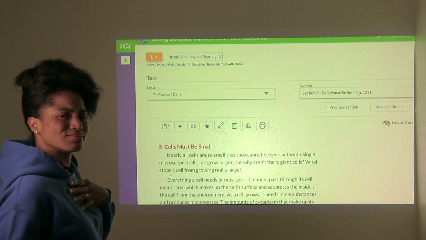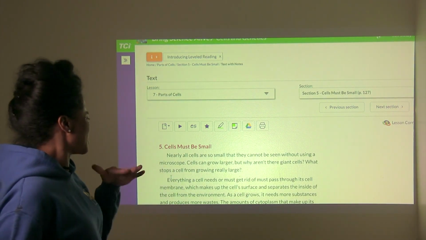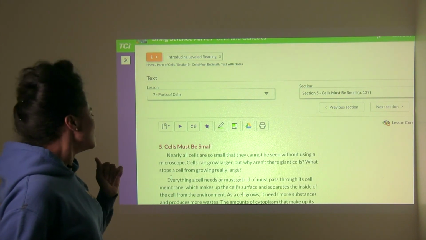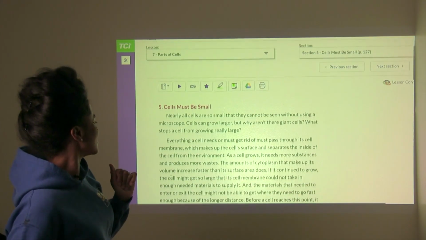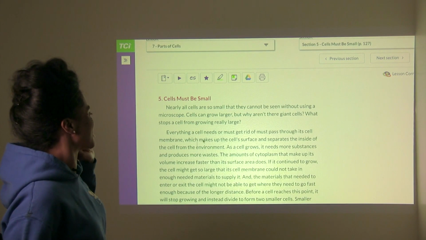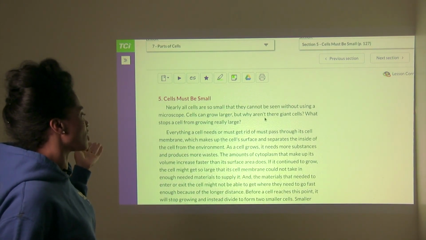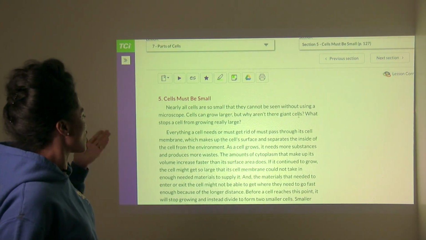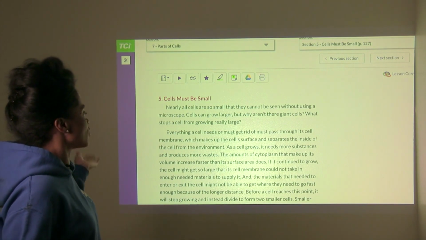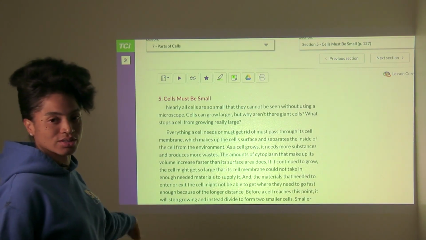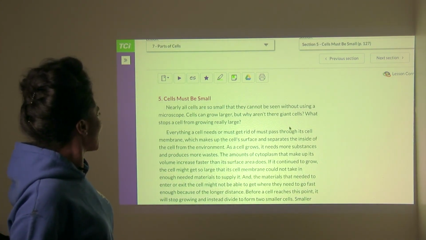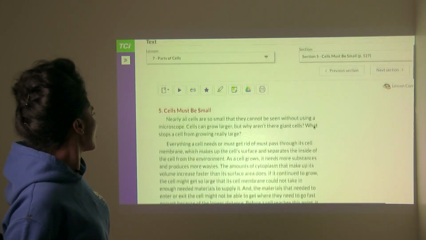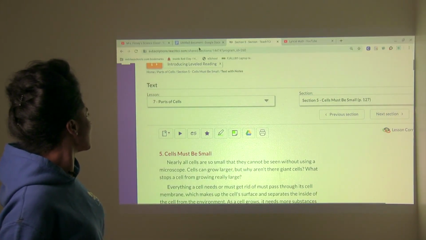It was so fast and we're done that quickly. Can't believe it. All right, so we should be able to answer this question. Cells can grow larger, but why aren't there giant cells? What stops a cell from growing really large? Okay, so you should be able to answer those essential questions for today's lesson.